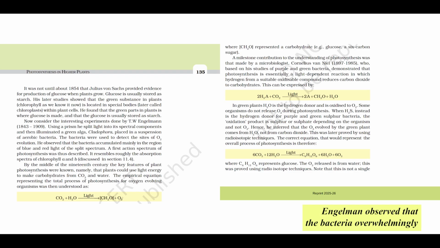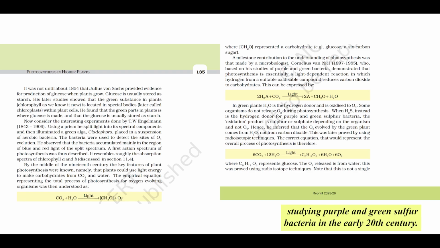Engelmann observed that the bacteria overwhelmingly accumulated in the blue and red regions of the light spectrum. Why is this significant? This was the first action spectrum of photosynthesis. It directly showed which wavelengths of light are most effective. And remarkably, it showed that the most productive light for photosynthesis correlated with the light absorbed by chlorophyll a and b.